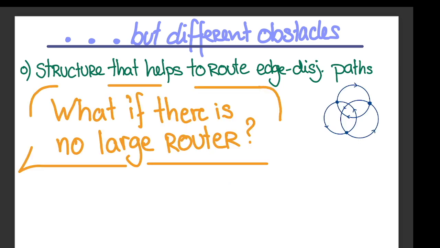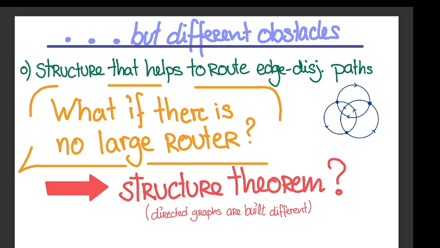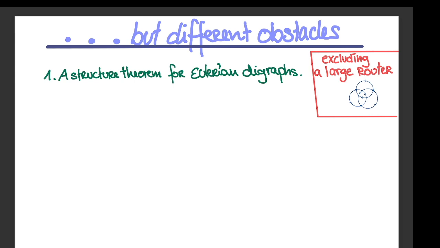So the question is, what happens if there is no large router? And well, remember that in the undirected setting, they started to do some bookkeeping and had the structure theorem. So is there a structure theorem for directed graphs? And the thing is, directed graphs, they are built different. There is no directed structure theorem, at least no known one. But the question is, is there a structure theorem for Eulerian digraphs? And the answer is yes, there is.